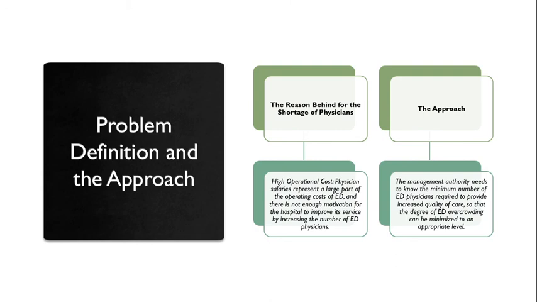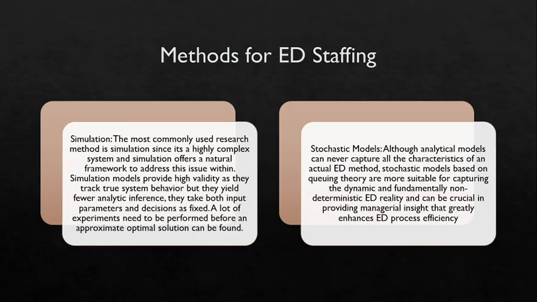Obviously, improving the quality of emergency department staffing decisions is just one approach. The management authority would like to know the least number of physicians the emergency department needs to provide improved quality of service so that the degree of emergency department crowding can be relieved to an acceptable level. So shortly, this paper provides a new approach to balance the waiting cost of the patients and the operational cost of the emergency departments. The objective is to find an appropriate number of physicians and their scheduling, which can meet the emergency department demand at the least total cost.